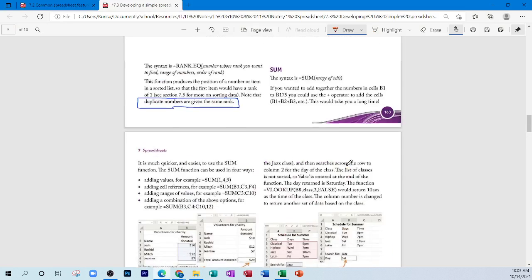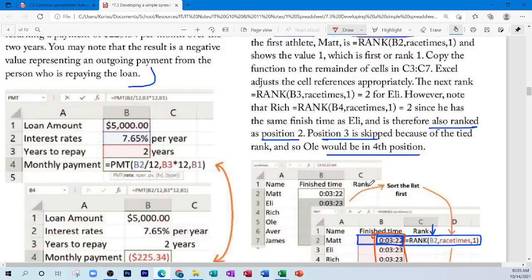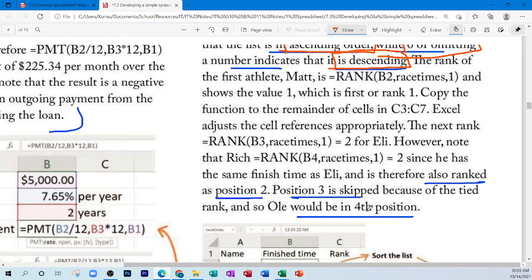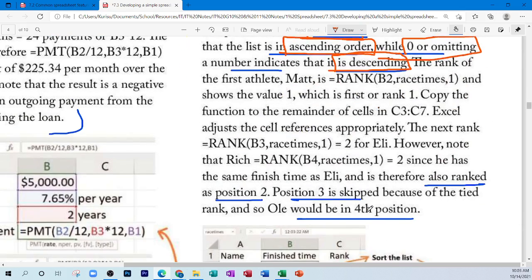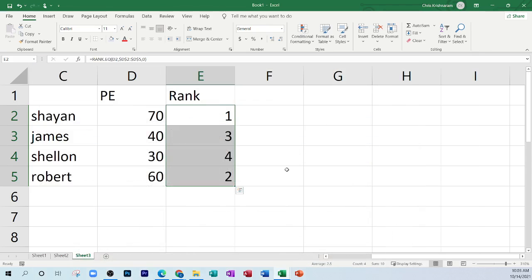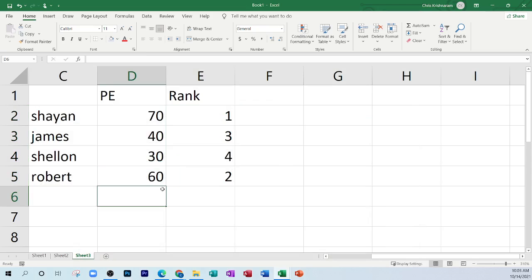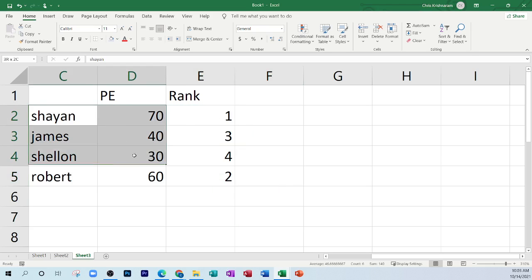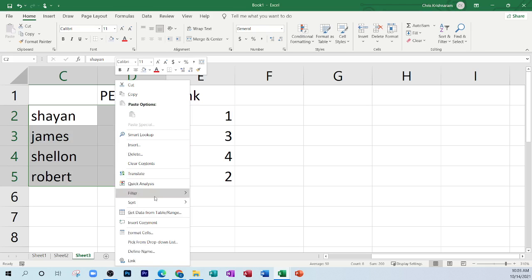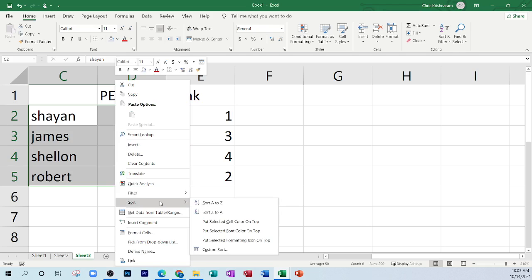So this goes back to our last paragraph. It was mentioned somewhere that before you actually use the rank function, you are supposed to sort your data. You're supposed to sort it first. So in this case, how to sort: you would highlight your data, right click on it, and you're going to see a sort option here.